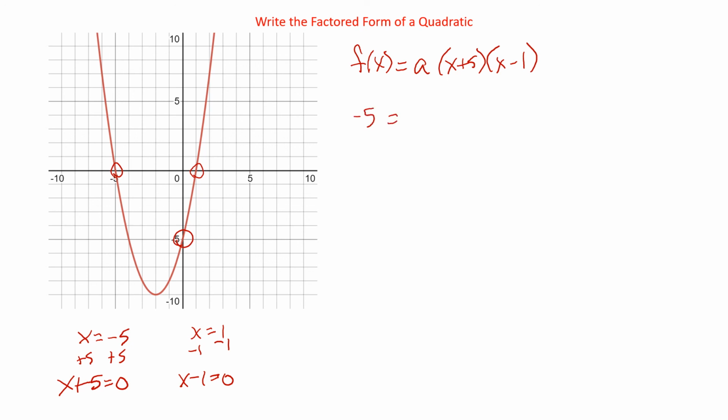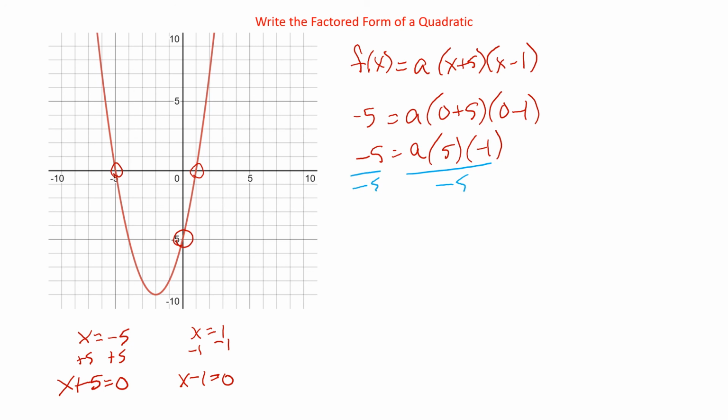Negative 5 equals a times 0 plus 5 times 0 minus 1. So this is negative 5 equals a times 5 times negative 1. Isn't that just negative 5? So let's divide by negative 5 to get negative 5. That's 1 equals a. So f of x equals 1, which we don't need to write, times x plus 5 times x minus 1. If, say, a equaled 2, we would just put a 2 in front of this. That's the factored form of the quadratic.